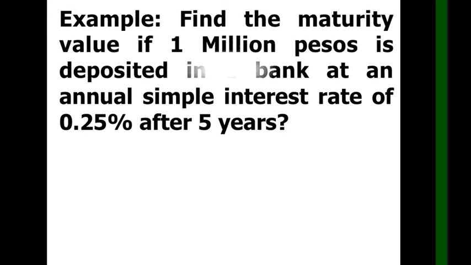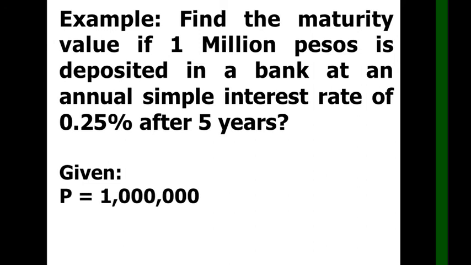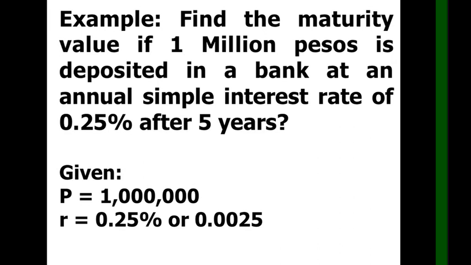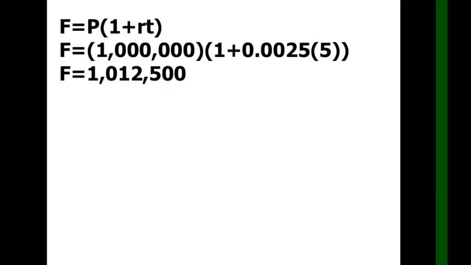So let's have example 1. Find the maturity value if 1 million pesos is deposited in a bank at an annual simple interest rate of 0.25% after 5 years. So, ang hinahanap natin dito is yung maturity value ng 1 million pesos kapag dineposit mo sa bangko na may interest rate na 0.25 pagkatapos ng 5 taon. So, first, ang given natin ay 1 million, then rate is 0.25% or 0.0025, and then T is equal to 5. Okay, then write the given to the formula.